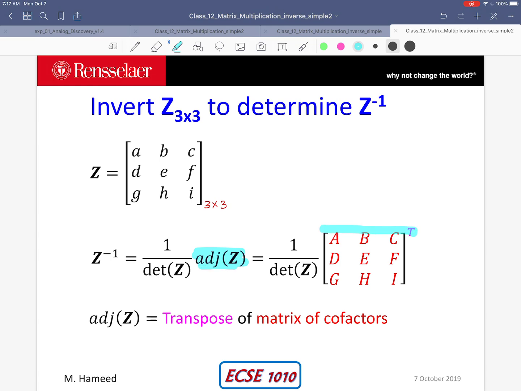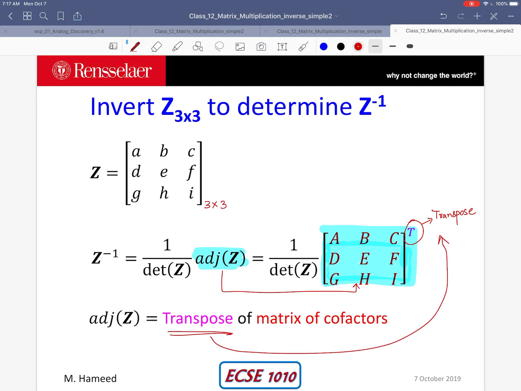is another 3 by 3 matrix, which has some elements that are written up in red, and they're also capitalized, which means their values need to be determined, and it's a transpose. So that T over there stands for transpose operation, and we'll talk about what transpose means in just a bit. But adjugate of Z is essentially a transpose of matrix of cofactors, and cofactors are A, B, C, and so on. So first we need to find the cofactors, and then transpose that matrix to find the adjugate of Z, and we'll also have to find the determinant.